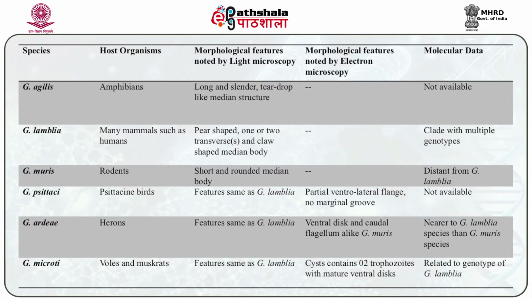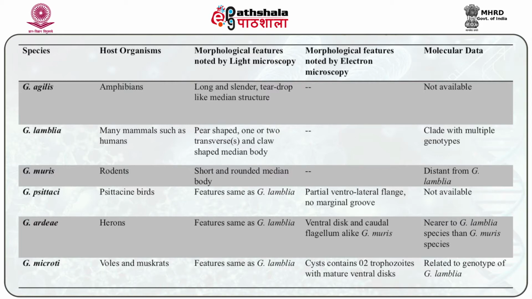These include Giardia muris in rodents, birds and reptiles; Giardia intestinalis, or Giardia duodenalis and Giardia lamblia, in mammals, which include humans, rodents and reptiles; Giardia agilis in amphibians; Giardia ardeae in the great blue heron and straw-necked ibis; Giardia psittaci in the budgerigar; and Giardia microti in voles and muskrats. Giardia microti is the newly discovered species.